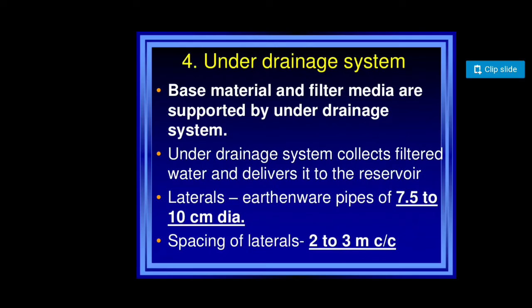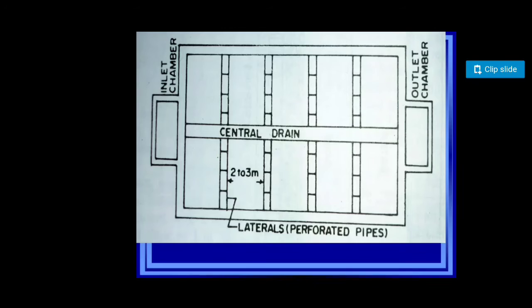The laterals, earthenware pipes of 7.5 to 10 centimeter diameter, are used for the underdrainage system with a spacing of 2 to 3 meter center to center, right. This is how it looks. These are perforated pipes which are acting as laterals.